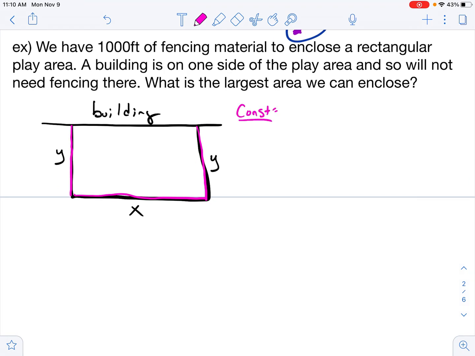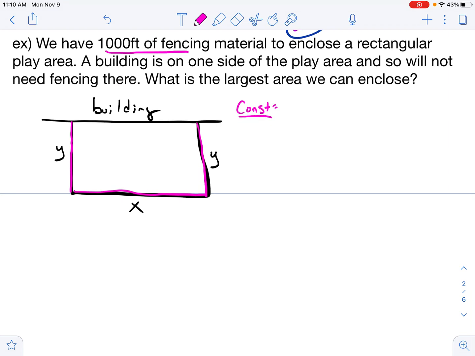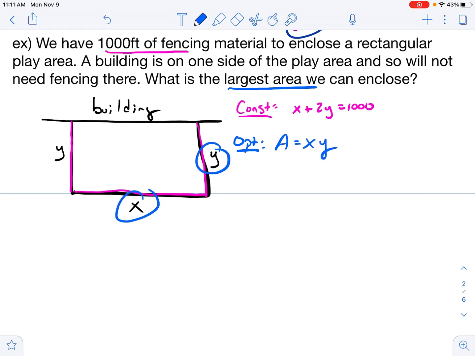Think about what the constraint's going to look like. 1,000 feet of fencing material. If I add those three sides together, it's got to add up to 1,000. So 1x plus 2 lengths of side y adds up to 1,000. Now, what are we looking to do here? We are looking to find the largest possible area. We want to maximize the area. I'm going to call it A for area equals, well, it's a rectangle, so it's going to be x times y here. And there's our optimization and constraint.